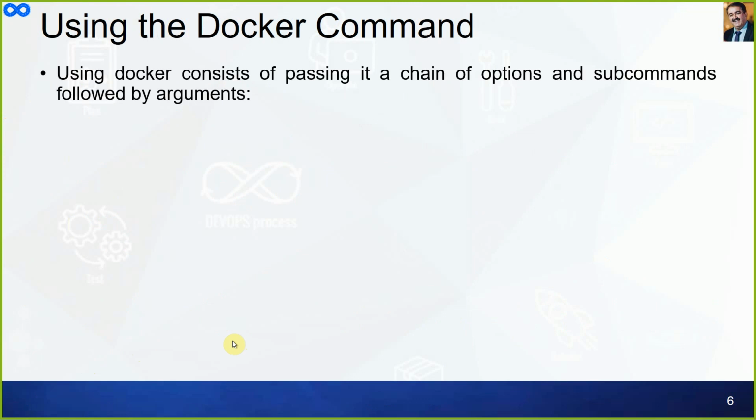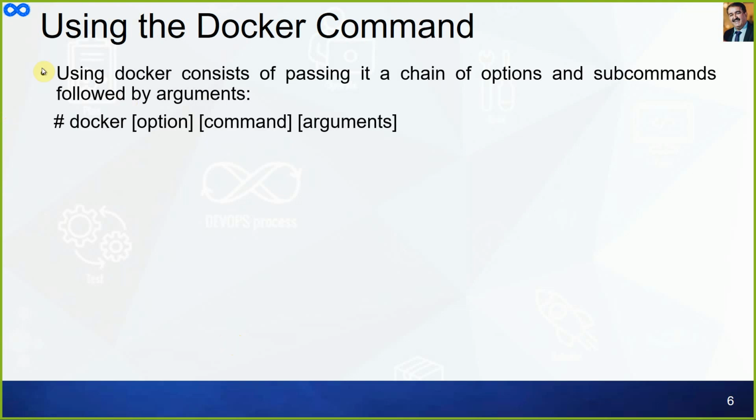However, our training and entire production systems never use this desktop version. Docker Desktop is never used. What you use is a Linux machine, because in production we use only Linux. So when you are working on Linux or Mac, it's better to be familiar with the command line interface, not the desktop. Using Docker consists of passing it a chain of options and subcommands followed by arguments.